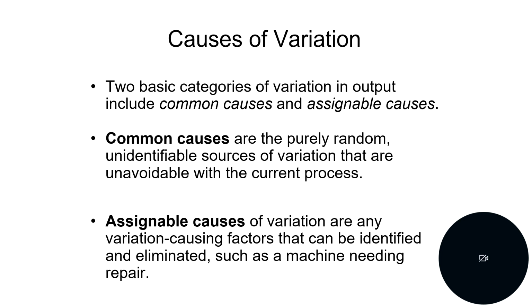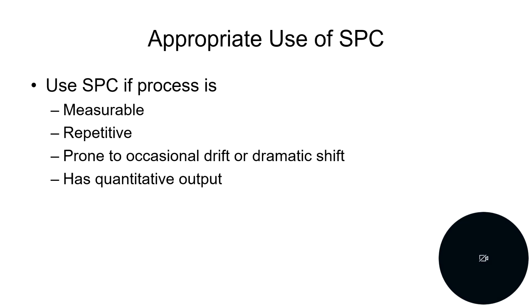Then we move on to our appropriate uses of SPC. It's most effective when it's applied to processes that are measurable, repetitive, and have a quantitative output. It should also be prone to occasional drift or dramatic shifts to benefit from the continuous monitoring.